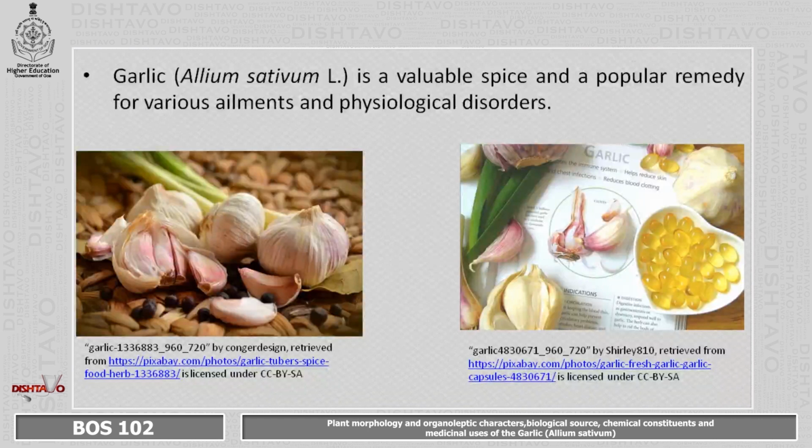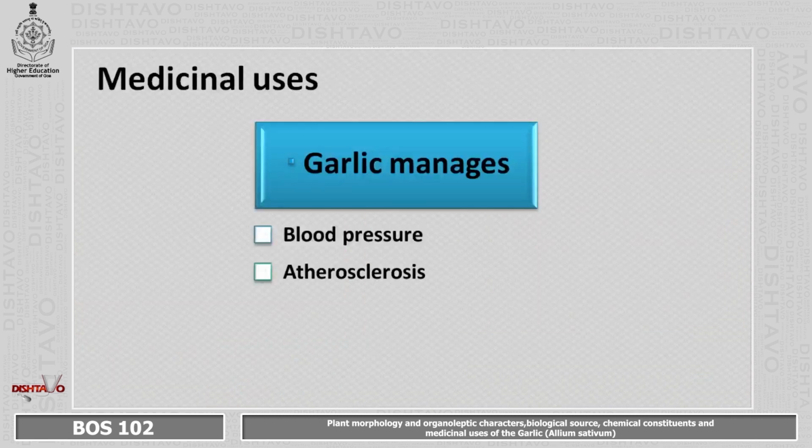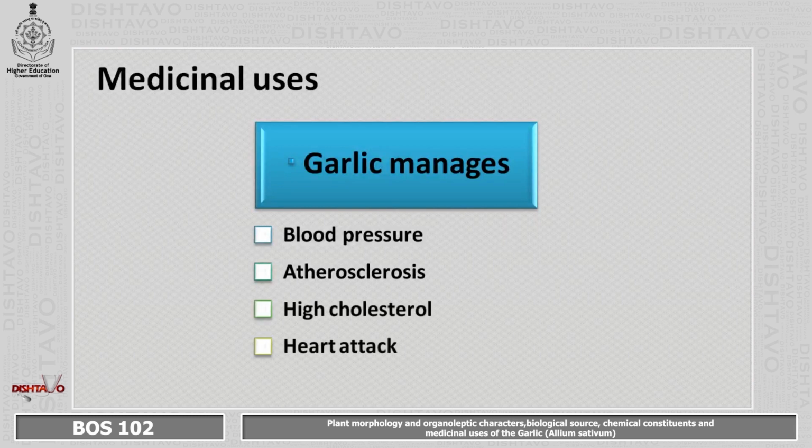Garlic is a valuable spice, and it is also a popular remedy for various ailments and physiological disorders. So now let us see some of the medicinal uses of garlic. Garlic is used to manage blood pressure, atherosclerosis, high cholesterol, heart attack, and coronary heart diseases.